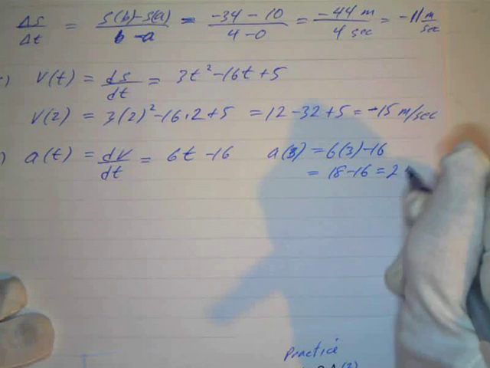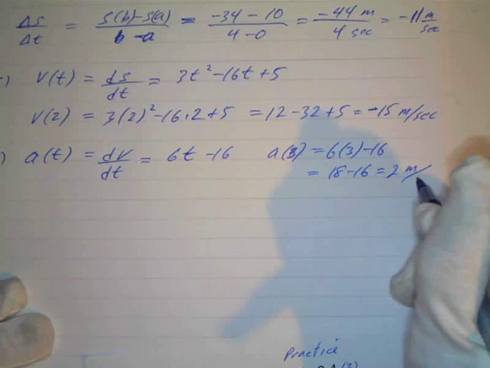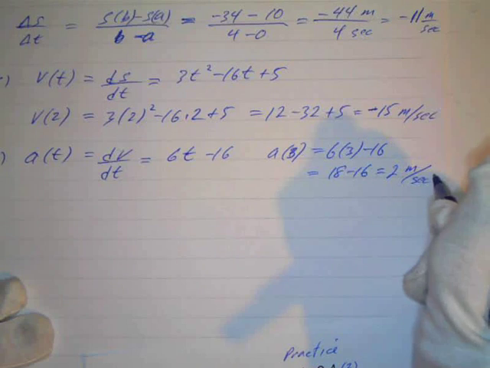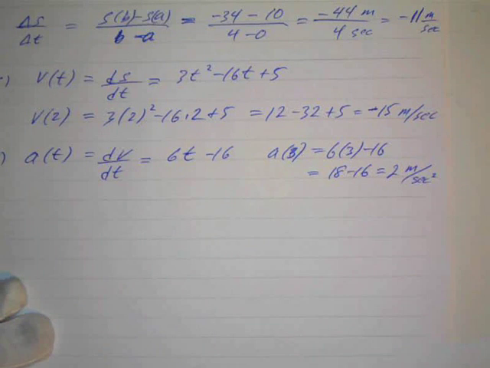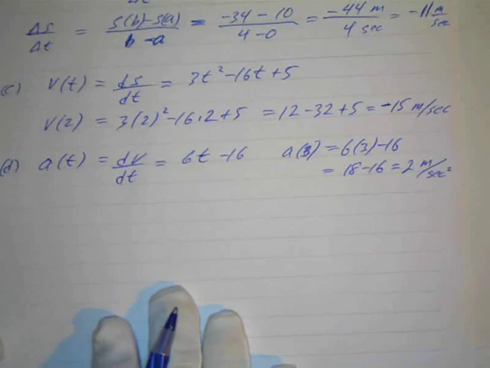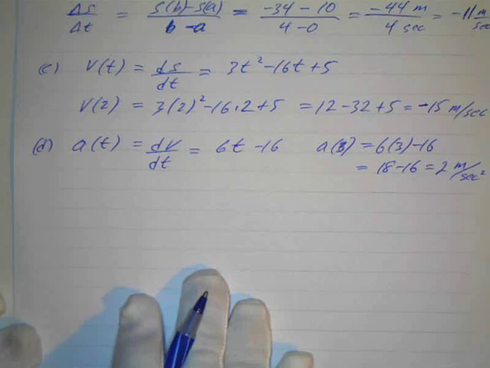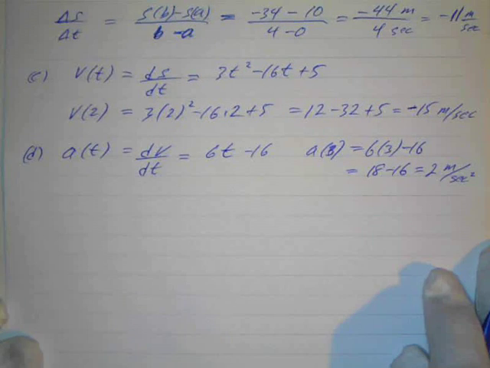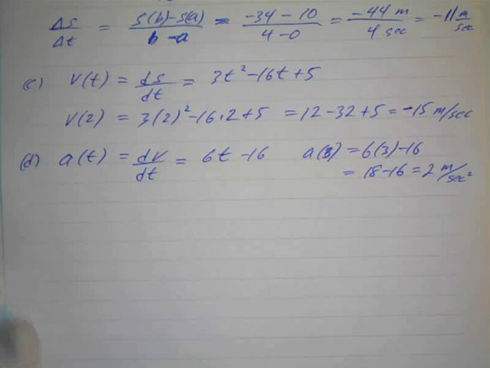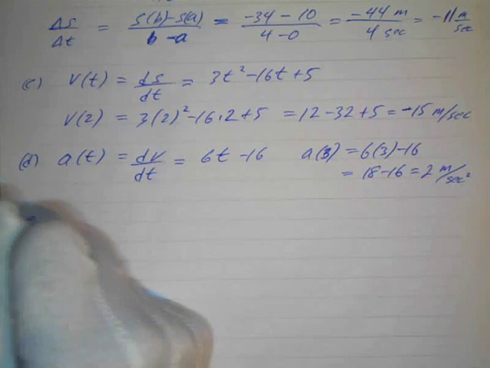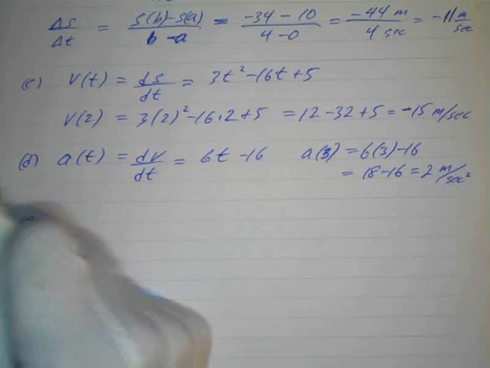And that's going to be meters. And my units for acceleration would be meters per second squared. Okay. That's the slope of the velocity. So the velocity would be meters per second, and the slope would be meters per second over seconds, which is meters per second squared. Okay, letter E, A, B, C, D, E.